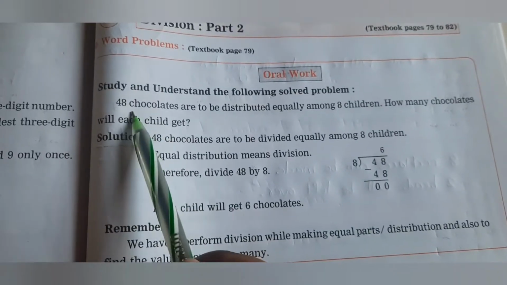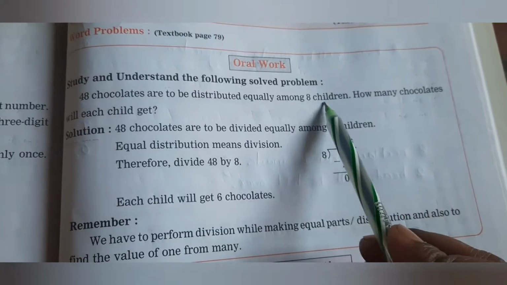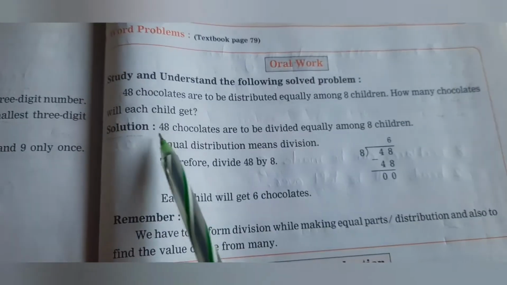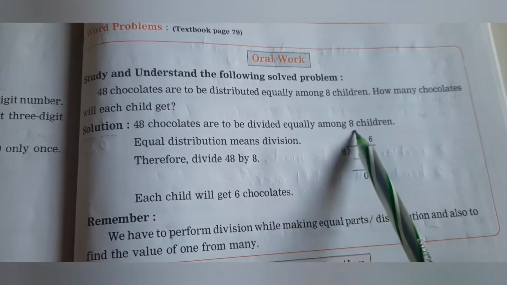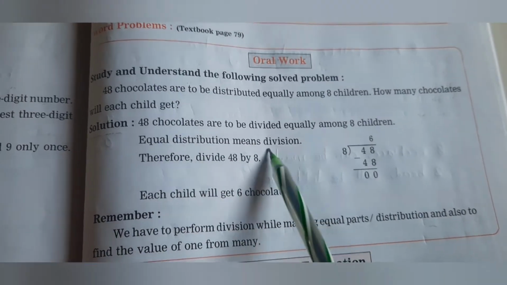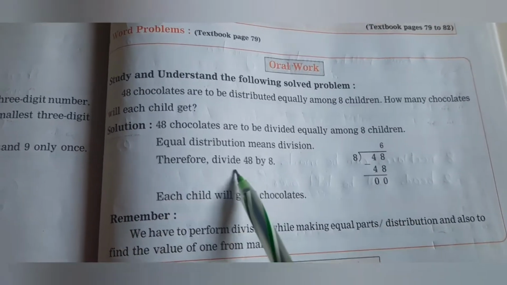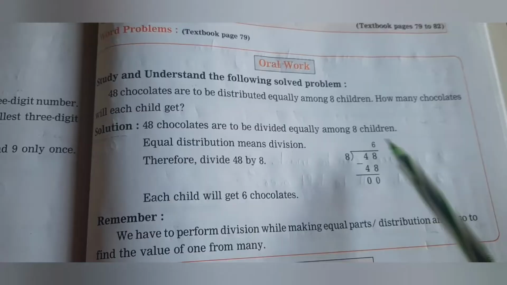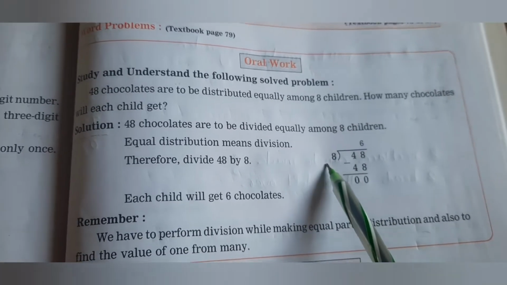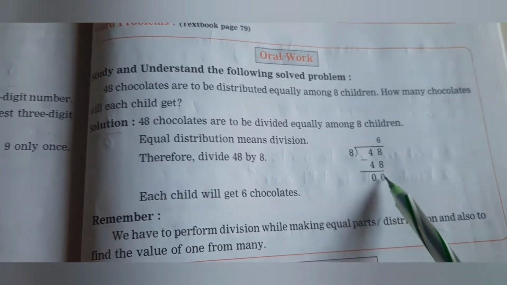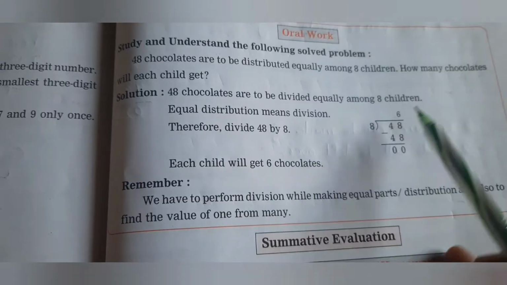It means the total number of chocolates is 48 and we want to distribute them among the 8 children. How, students? Let us understand the solution. 48 chocolates are to be divided equally among 8 children. Equal distribution means division. Therefore, divide 48 by 8 this way. 48 divided by 8. 8 sixes are 48. 0, the remainder is 0. Each child will get 6 chocolates.